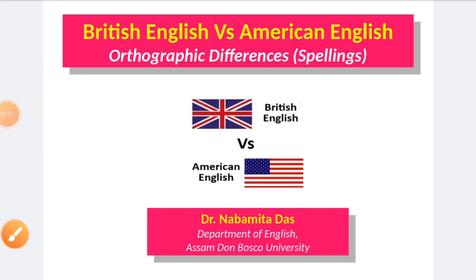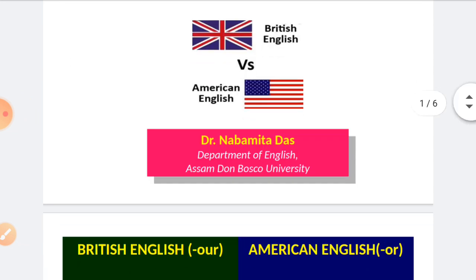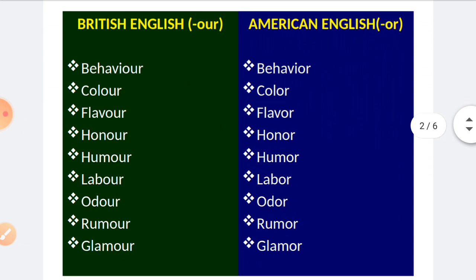Hello dear students, in my last lesson I discussed the grammatical differences and the lexical differences between British English and American English, that is, differences in grammar and vocabulary. In today's lesson I am going to highlight the orthographic differences, that is, differences in word spellings in British English and American English. So let us have a look at the very first set of words.